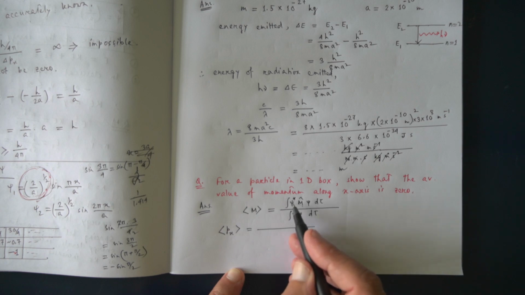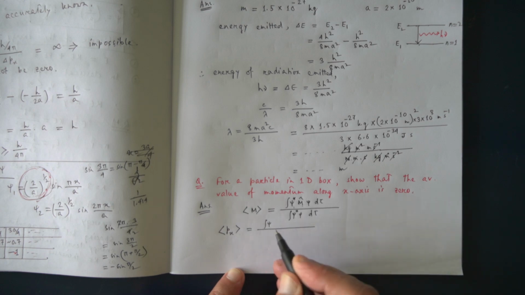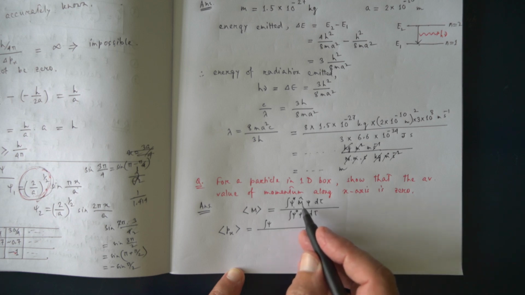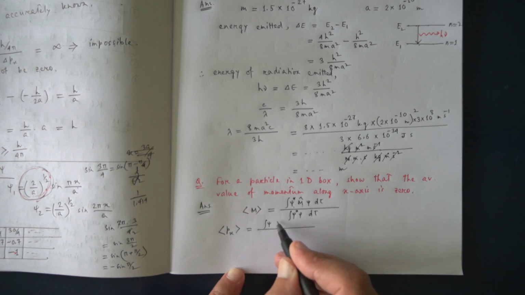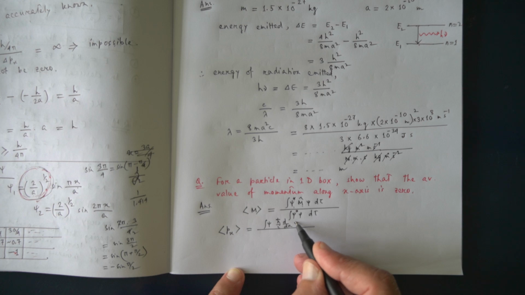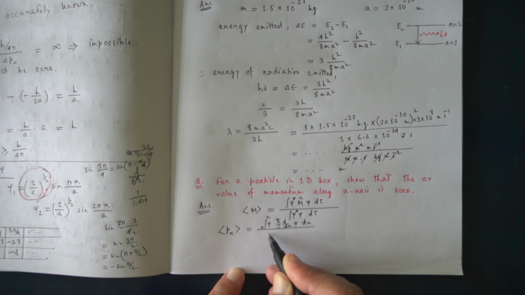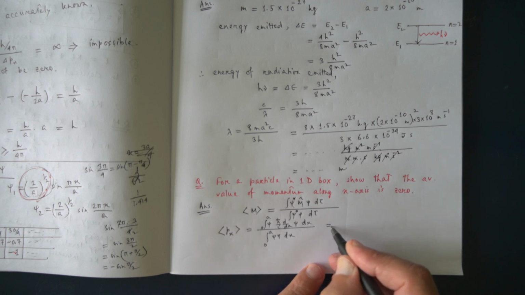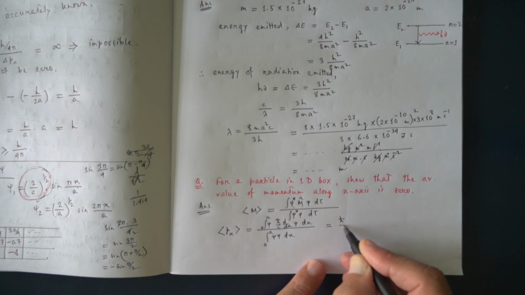Now here, this is psi, and the operator for momentum. What is the operator for momentum? h bar by i d dx. Okay, then psi dx. And what is the limit? 0 to a. So it will be 0 to a psi dx. So it will be this. So we can take h bar by i common.